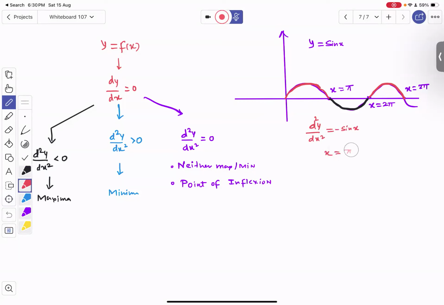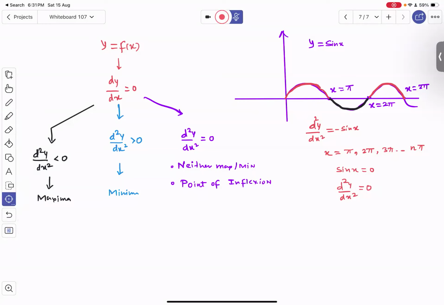So at x equals pi, 2 pi, 3 pi, or any integral multiple of pi, we know sin x there is 0. Sin x 0 means the double differentiation of sin x, which is minus sin x, will be 0. Correct? And what is happening there? The shape of the curve changes. It can change from concave down to concave up, or concave up to concave down. So what really is the meaning of point of inflection? The point where the shape of the curve changes.